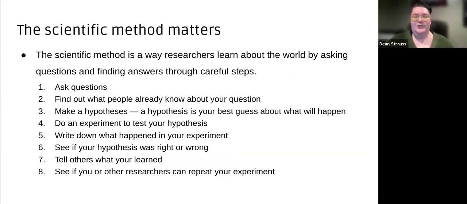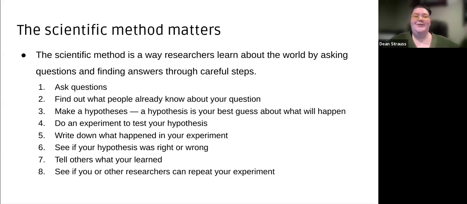So first, ask questions, figure out what you want to do. Second, find out what people already know about your question. That's super important because most of the time there's other research that's been done that can help you focus in on your question or find out that, oh, actually this question has already been answered and maybe I want to go a different route. Next, you want to make a hypothesis. A hypothesis is just your best guess on what will happen. It's not any guess. It's going to be based on other research that's been done and things that you know about the topic.